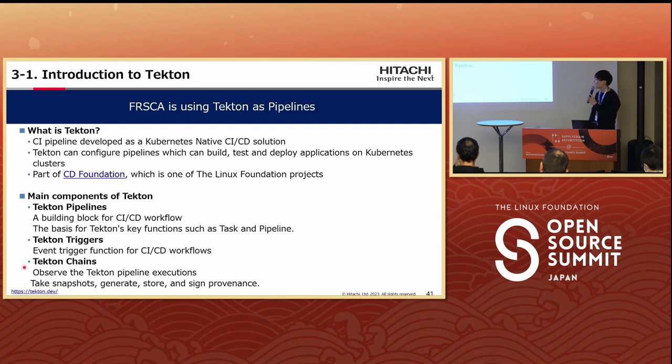Third, Tekton Chains. Tekton Chains can observe the Tekton pipeline executions and take snapshots, generate, store, and sign provenance.